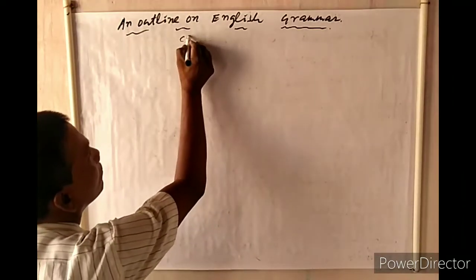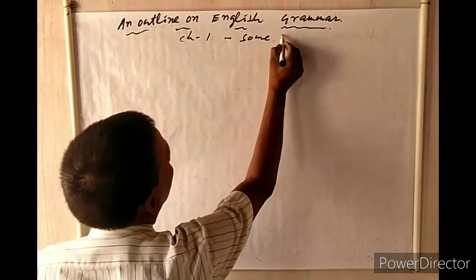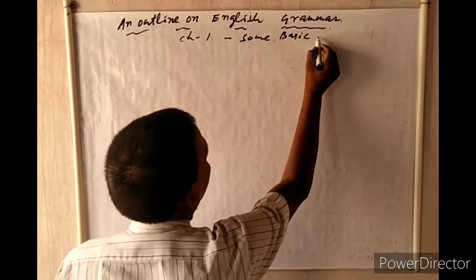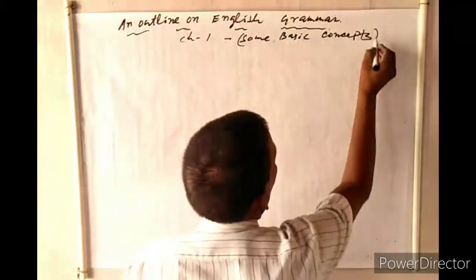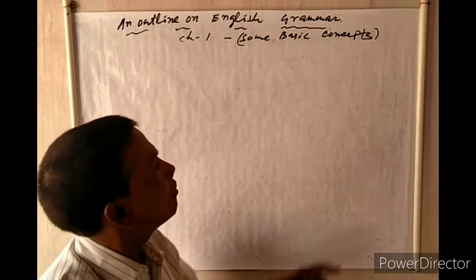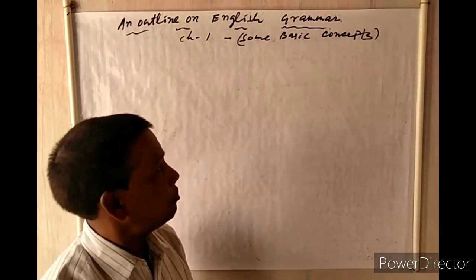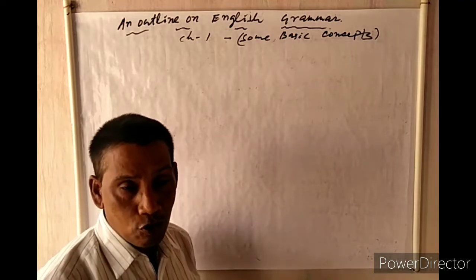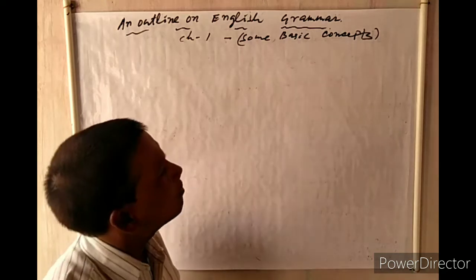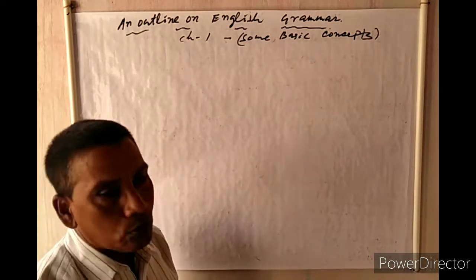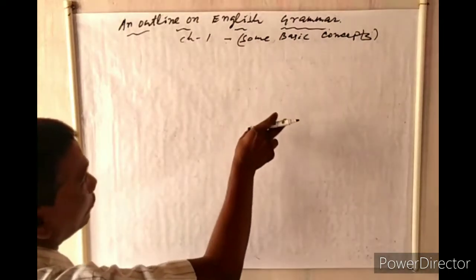Still we are in chapter number 1, that is some basic concepts. As it has been made clear to you, in this chapter, you are going to be made familiar with all the basic facts which you have to learn, which you have to study, of which you have to keep the knowledge, so that your English learning process becomes easier.